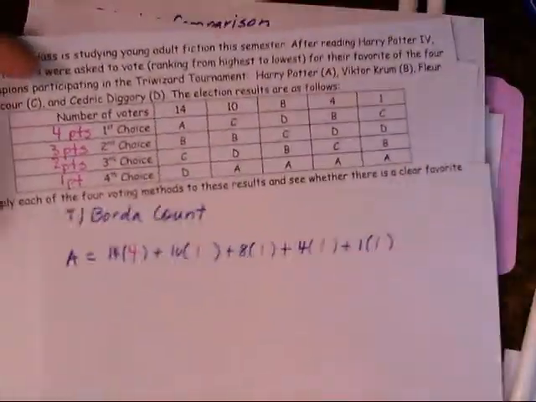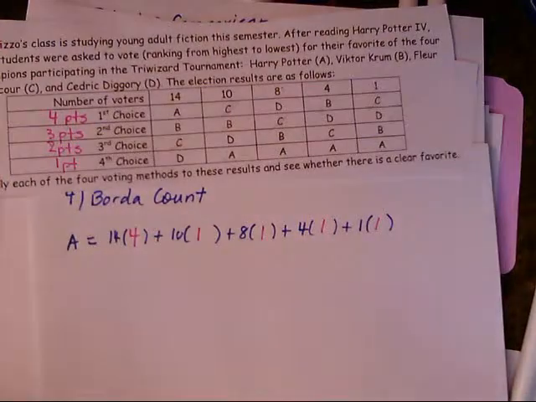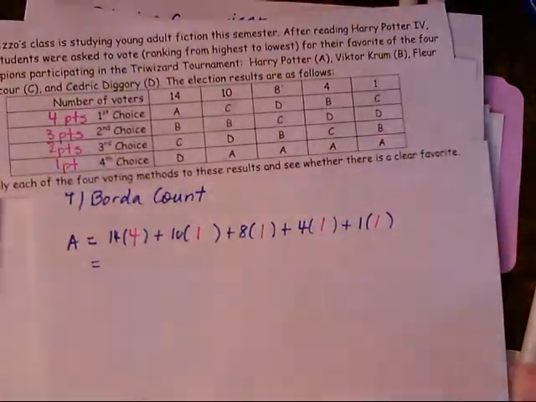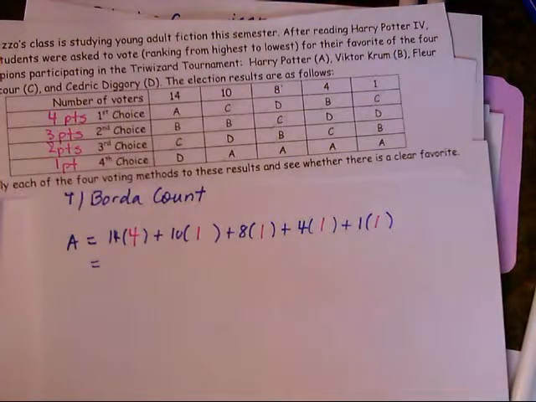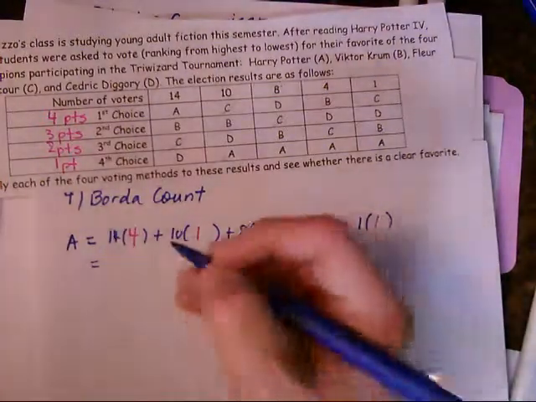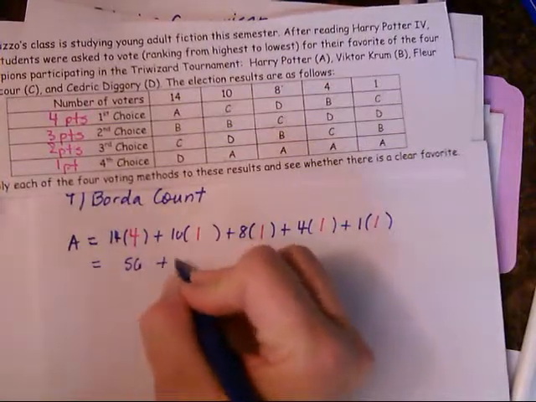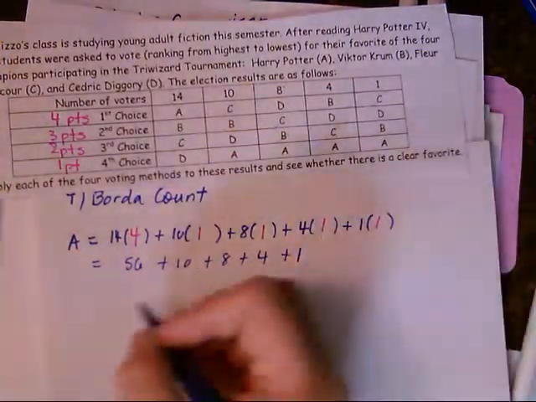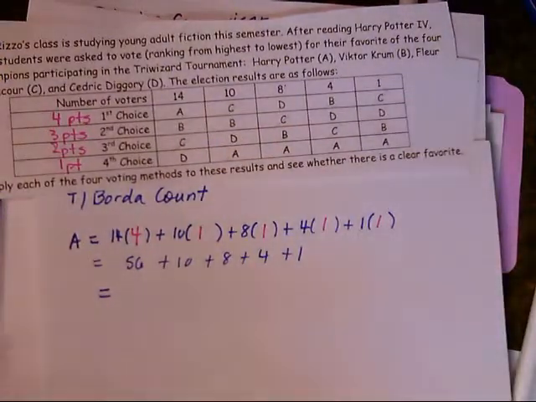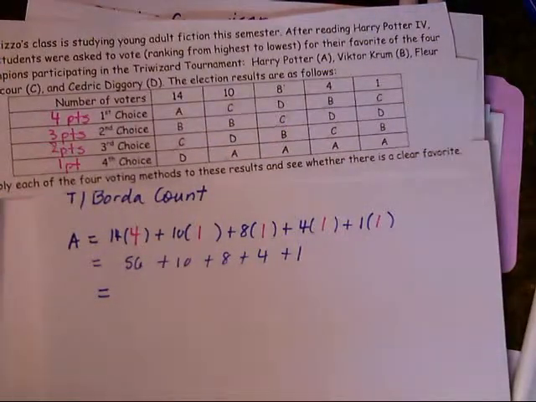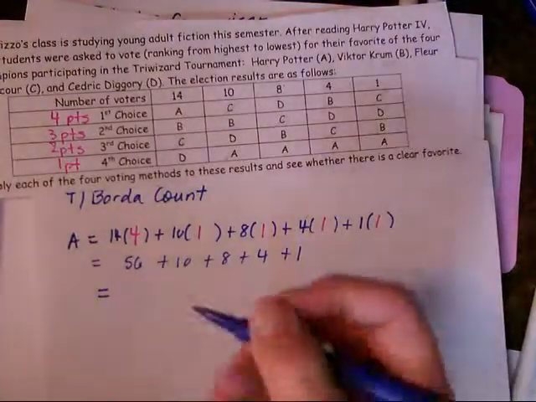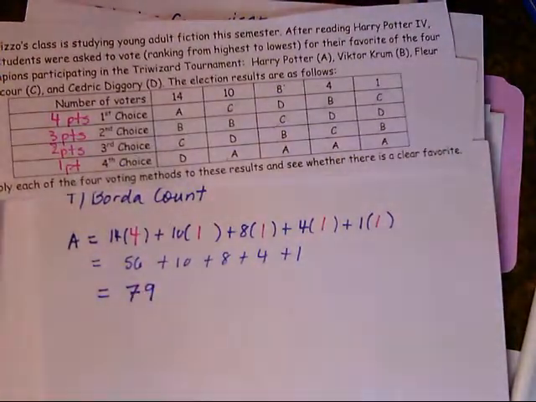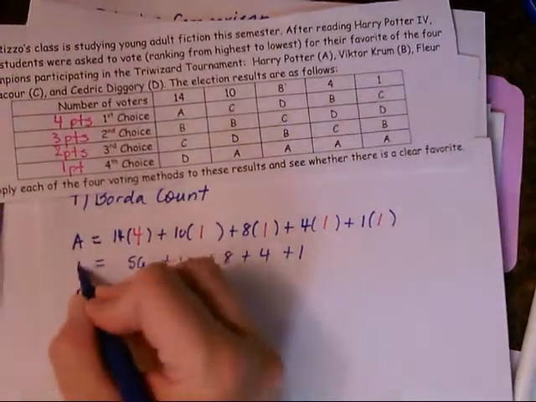And then we simply, and I will work this out showing the steps the first time, and then after this you'll just have to do it. 14 times 4 is 56, plus 10, plus 8, plus 4, plus 1. I'm multiplying, order of operations, and then I'm adding. And we should get a likability total, or a Borda count total, of 79 for candidate A.